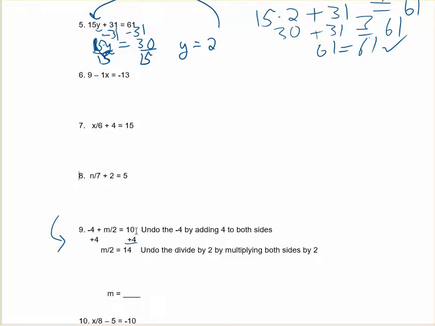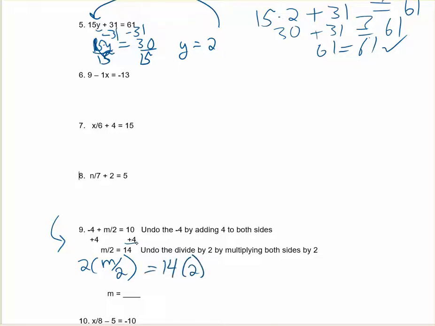So you add 4 to both sides, and that gives you m over 2, or m divided by 2, is equal to 10 plus 4, which is 14. And that's not the answer, because that's not m equals yet. We're always trying to get the variable by itself. So I need to undo the dividing by 2 by multiplying both sides by 2. So I need to multiply m over 2 by 2, and I need to multiply 14 by 2.